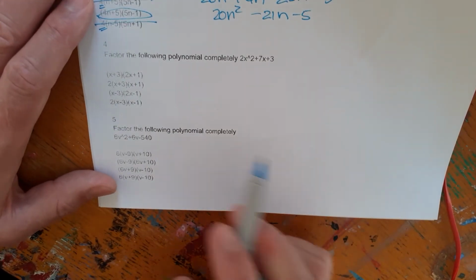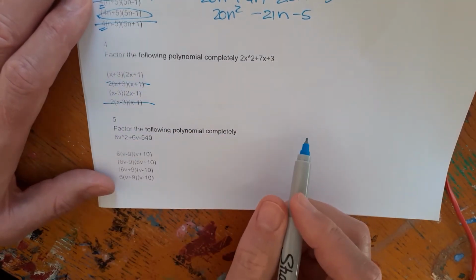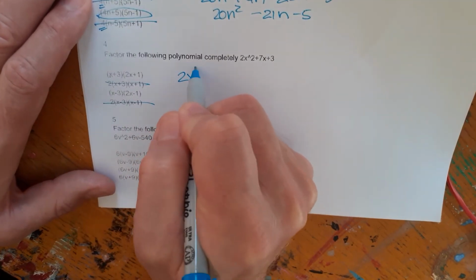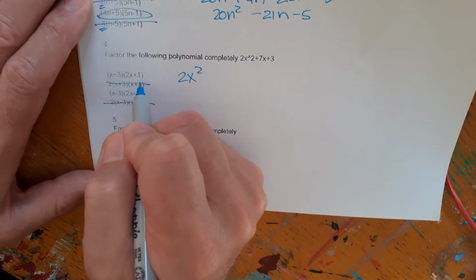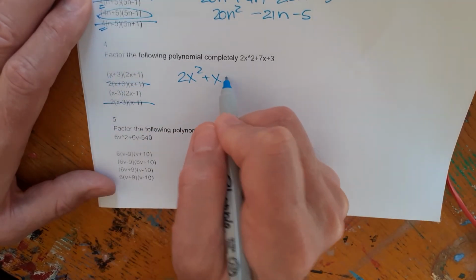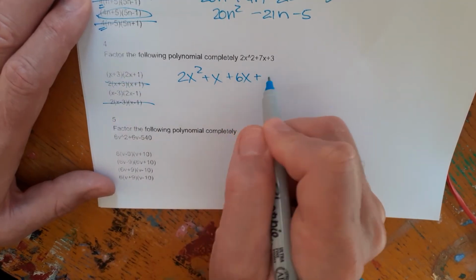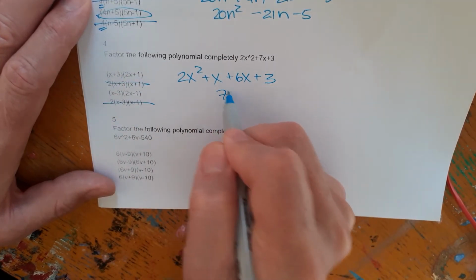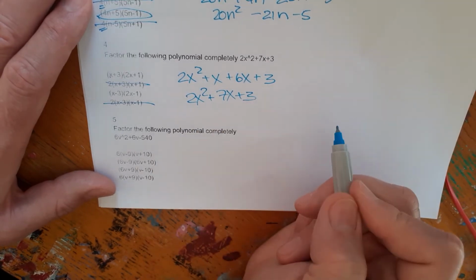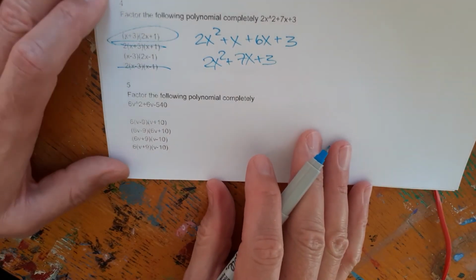All right, let's see what we can do. Does 2 divide into all these evenly? No. Gone, gone. Let's FOIL this. 2x times x is 2x squared. Outside is 1 times x is plus x. Inside is 6x, which is 3 times 2x. 3 times 1 is last, plus 3. This is 7x in the middle, plus 3. All right, so easy for me because I know the right answer to begin with.